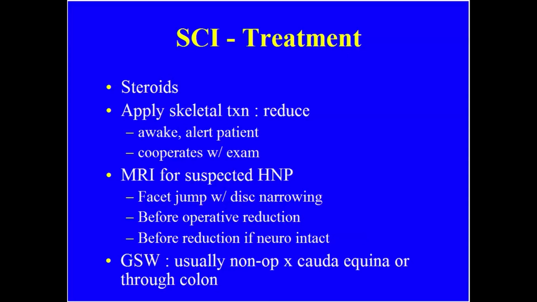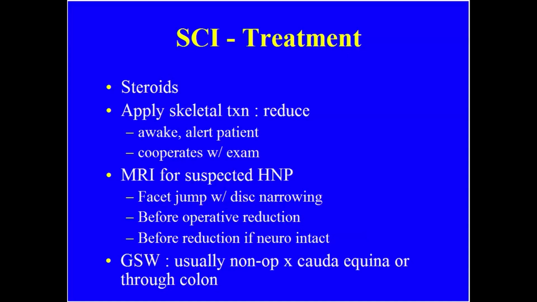And the exception would be if you have a fragment at the level of the cauda equina with neurologic impairment. Some people recommend, because that's a peripheral nerve, that's peripheral neurologic tissue, that you remove the fragment. I'm not sure that there's any good information to support that.